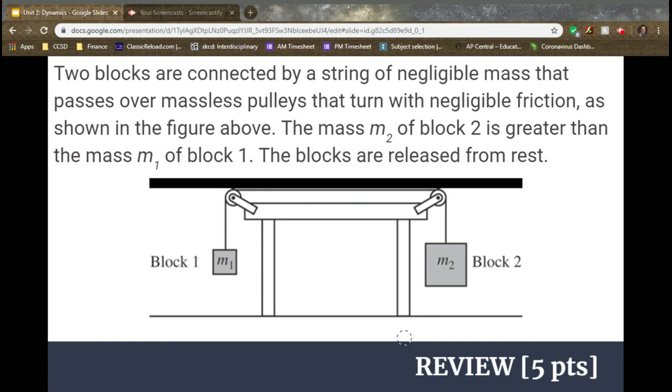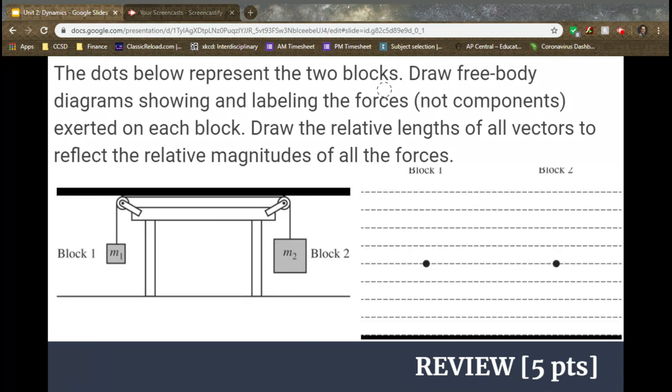All right. Two blocks are connected by a string of negligible mass that passes over massless pulleys that turn with negligible friction as shown in the figure above. Mass 2 is greater than mass 1. The blocks are released from rest. The dots below represent the two blocks, block 1 on the left, block 2 on the right. Draw free body diagrams showing and labeling the forces.